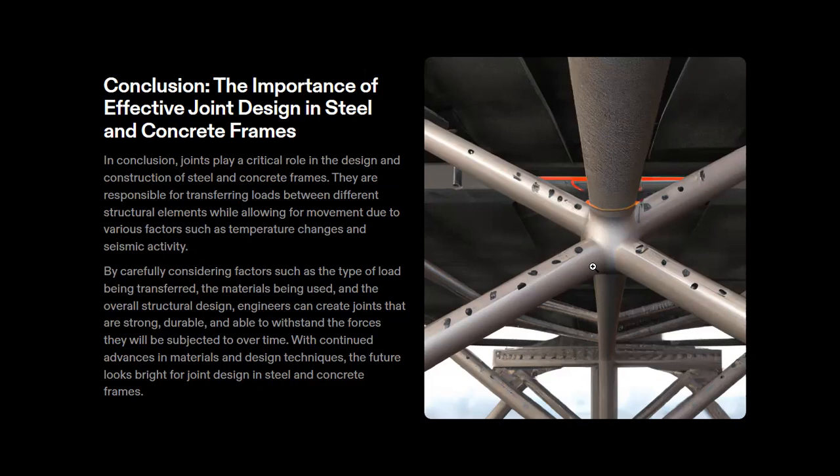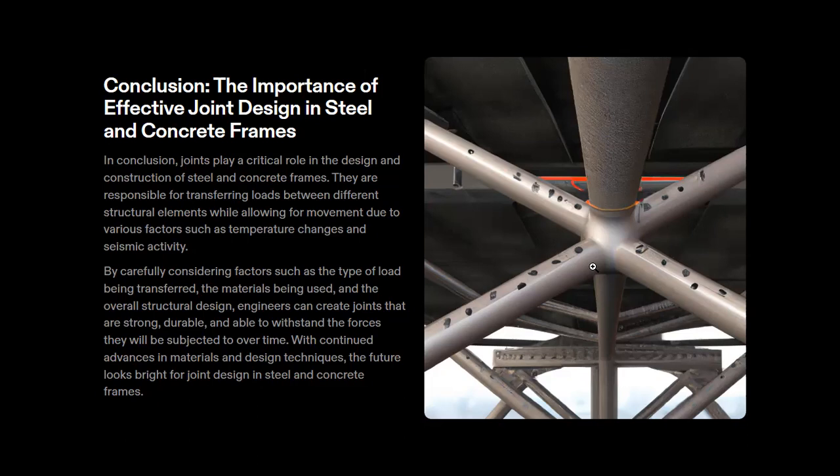By carefully considering factors such as the type of loads being transferred, the materials being used, and the overall structural design, engineers can make use of tools to create joints that are strong, durable, and able to withstand the forces they will be subjected to over time. With continued advances in materials and design techniques, the future looks bright for joint design in steel and concrete frames. These are the conclusions for steel and concrete frame structures.